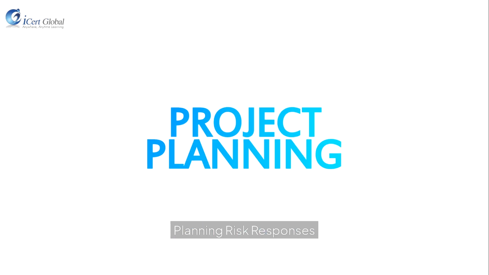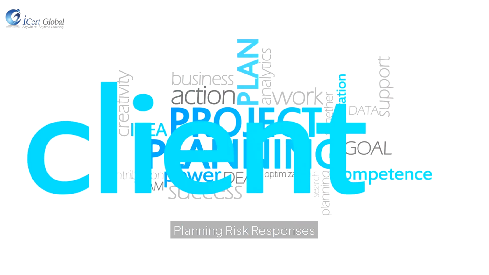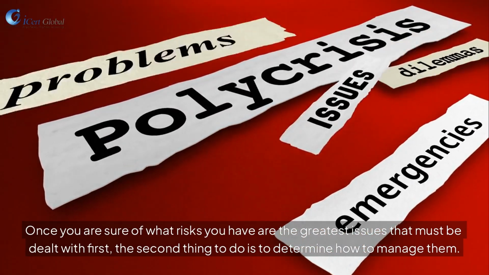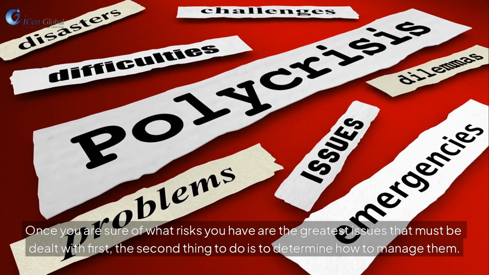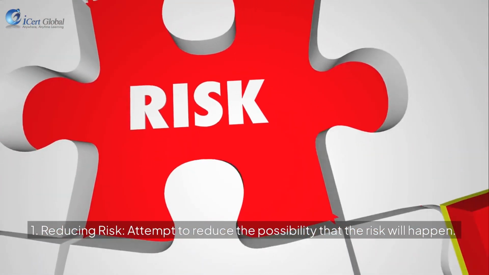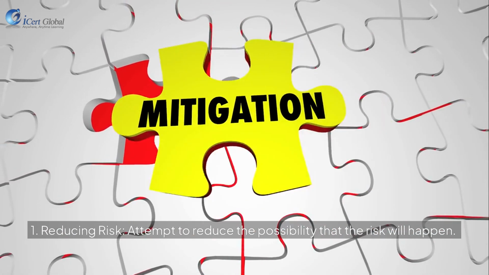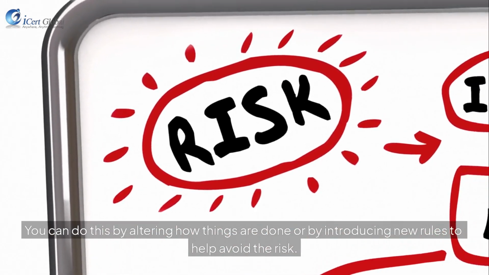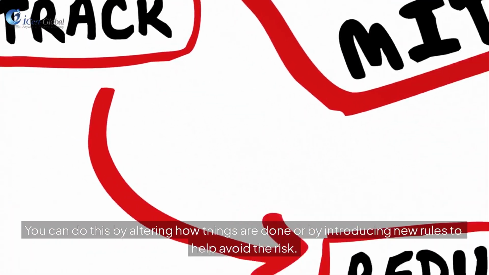Planning risk responses. Once you are sure of what risks you have are the greatest issues that must be dealt with first, the second thing to do is to determine how to manage them. 1. Reducing risk. Attempt to reduce the possibility that the risk will happen. You can do this by altering how things are done or by introducing new rules to help avoid the risk.